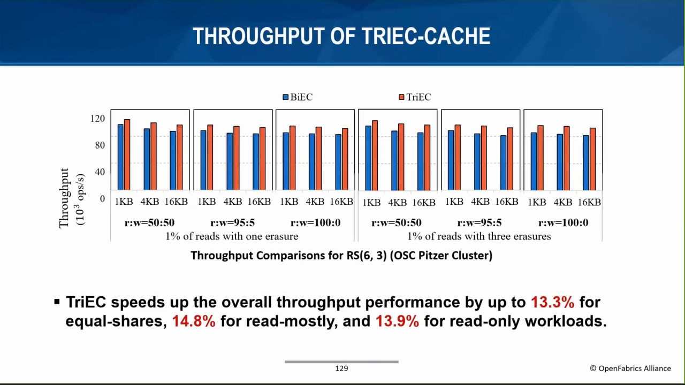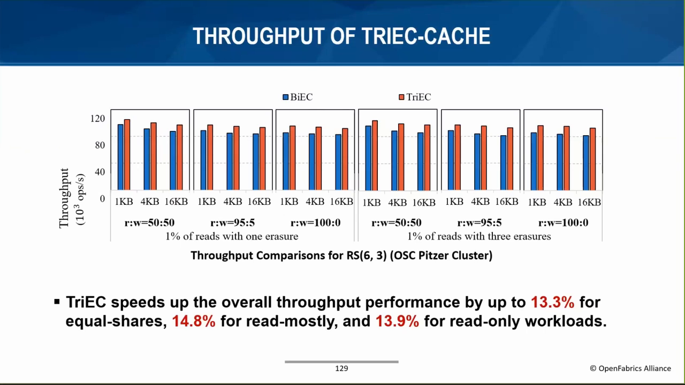And then we actually mimic real scenarios on distributed storage systems. We inject only 1% of failures, and we also follow the Weibull distribution of these failures. We can see that in these mimicked real scenarios, TRIEC is able to speed up the overall throughput by up to 13% for equal shares, 15% for read-mostly, and 40% for read-only workloads.